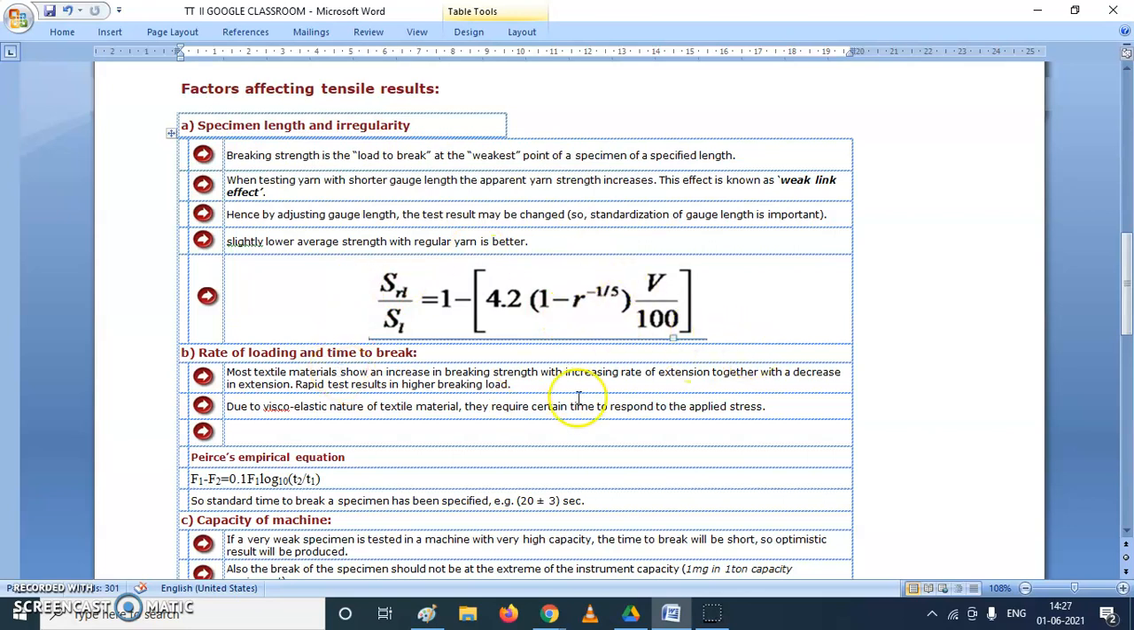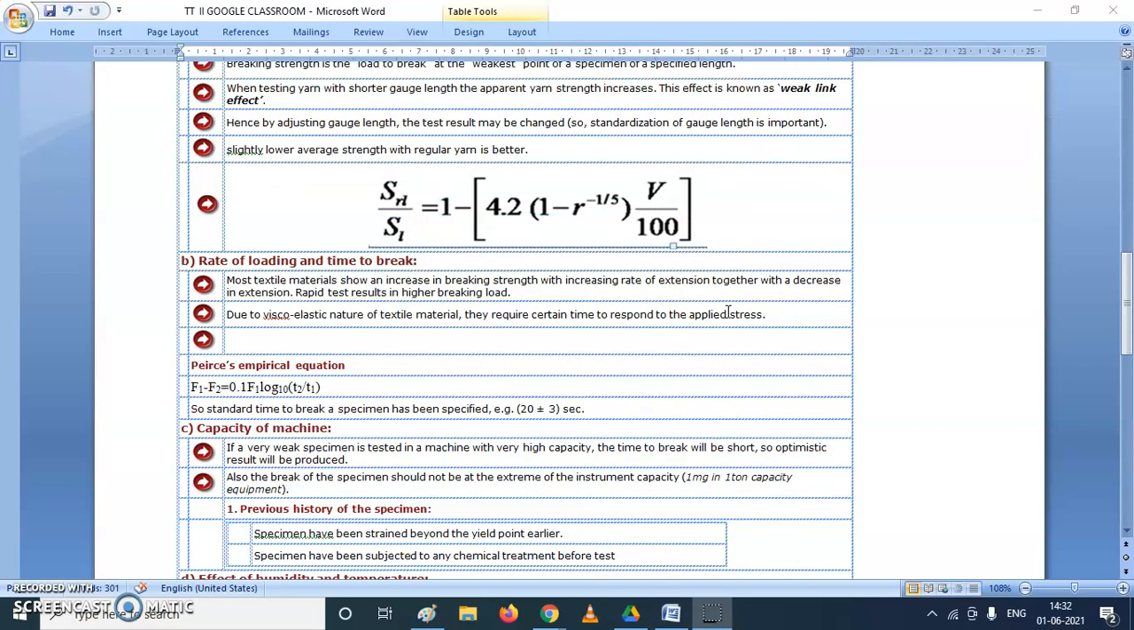This is the formula given by Pierce, in which SL is the mean strength at gauge length L, SRL is the mean strength at gauge length RL, and V is the variation in the yarn strength at gauge length L. Now the main point we have noted here is that greater uniformity and lower mean strength is preferable as compared to higher mean strength and more irregularity in the yarn.